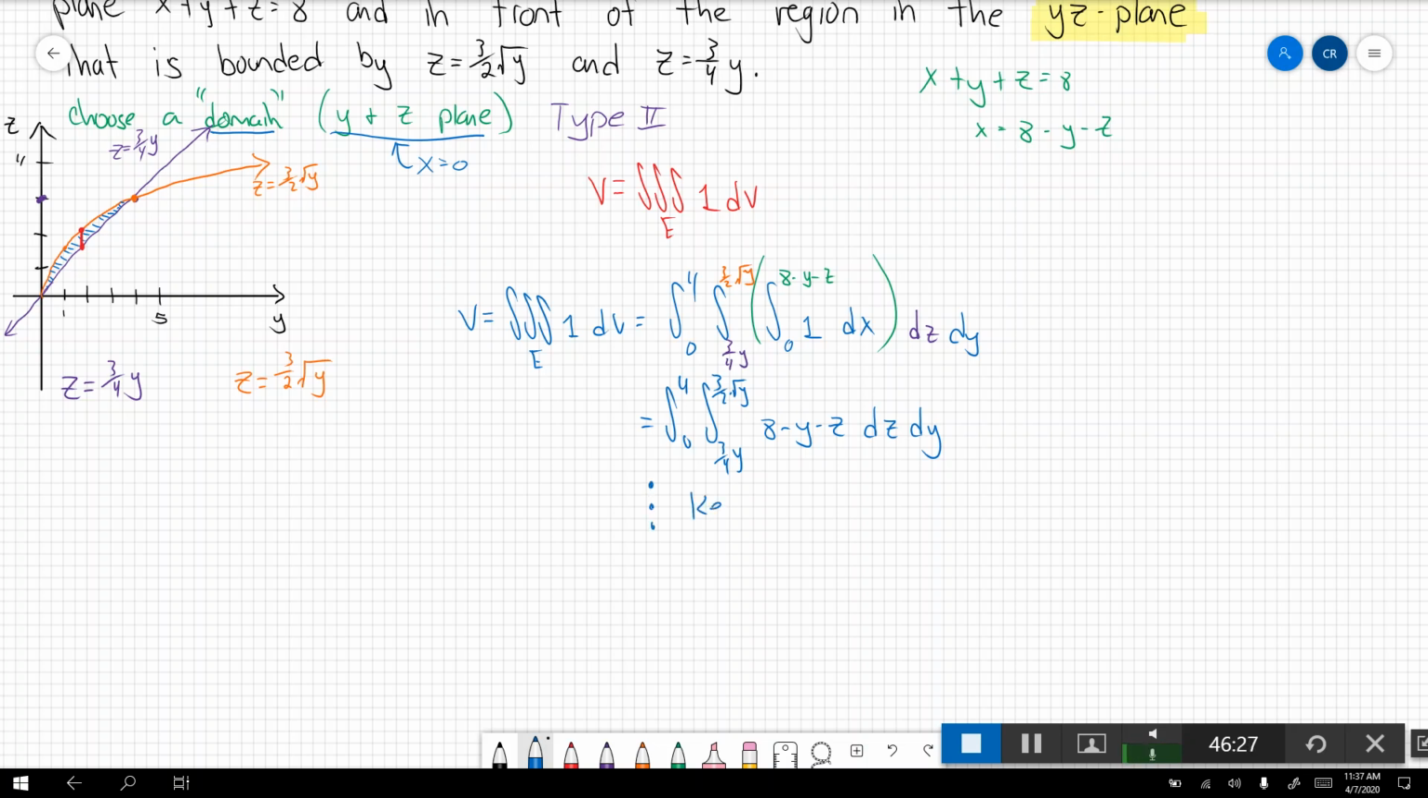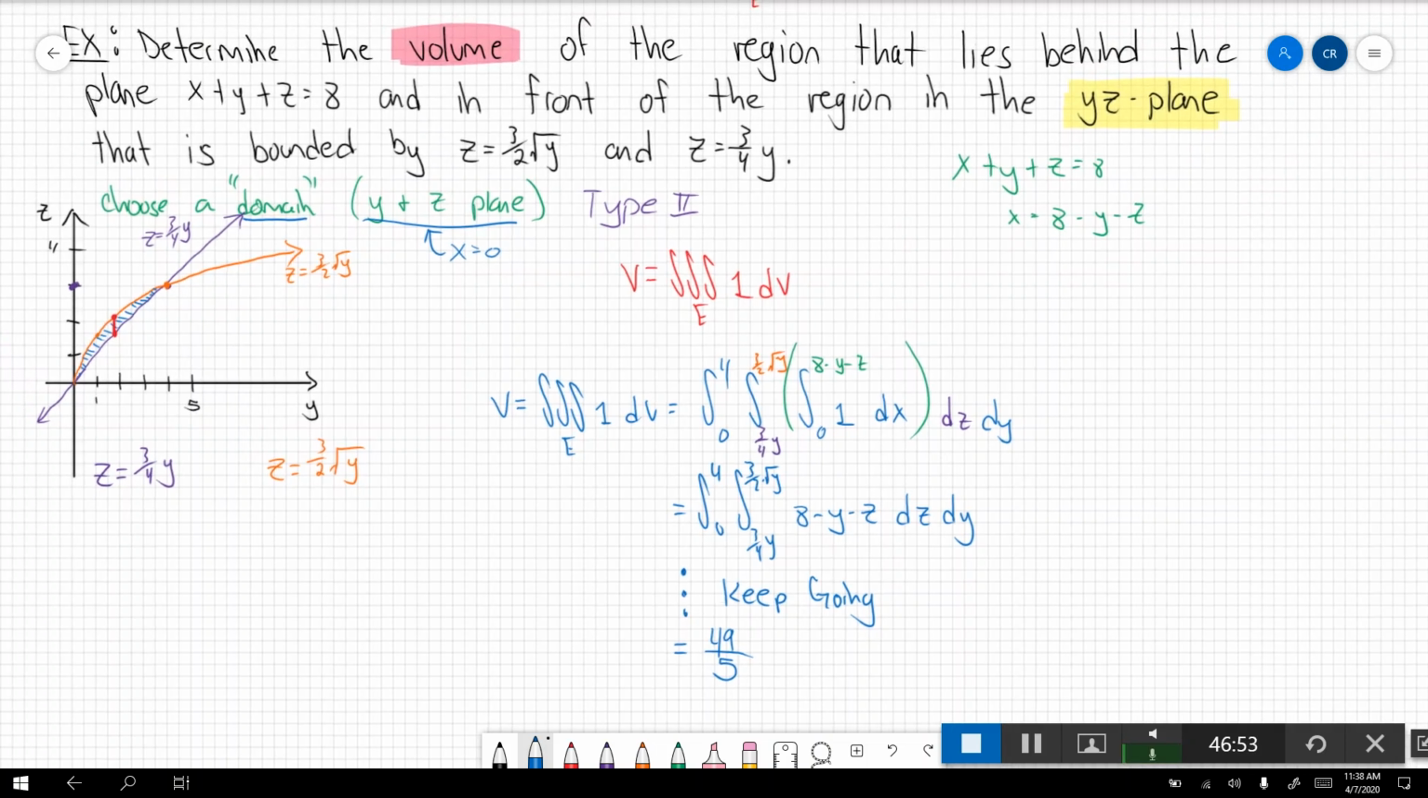All right, so I want you to keep going. You can take some time, pause the video, and carry out the calculations to see if you can get them. I'll give you the answer as soon as you unpause it. As promised, here it is. There's your answer, 49 divided by 5. So that's how we're tackling volume in this particular case.